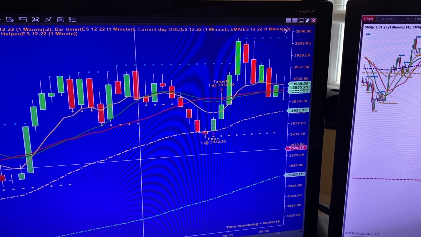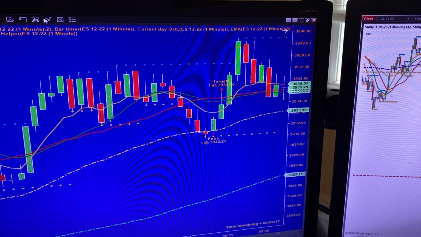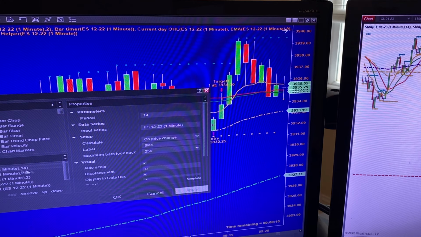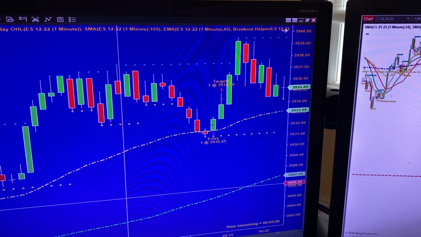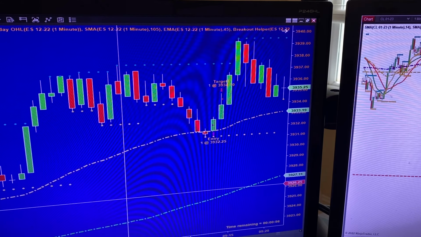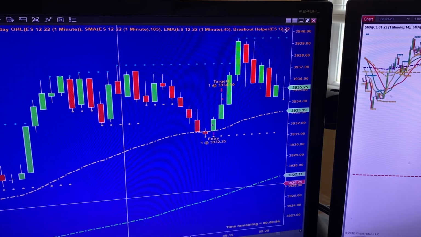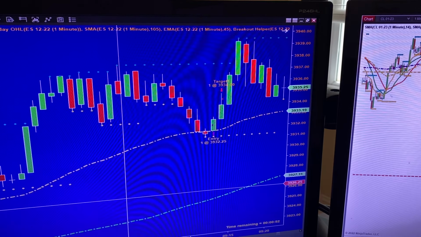Now, let me do this just for simplicity purposes. Let me remove this. Let me remove this. And let me remove this. And let me go like this. Now, does that look a lot better now? Does everybody see why I took that trade now?